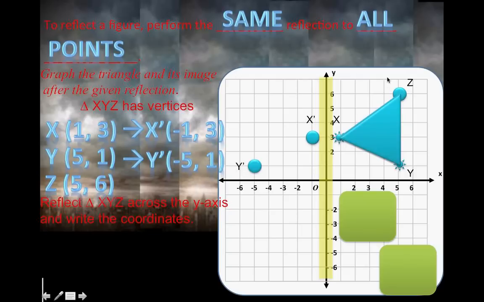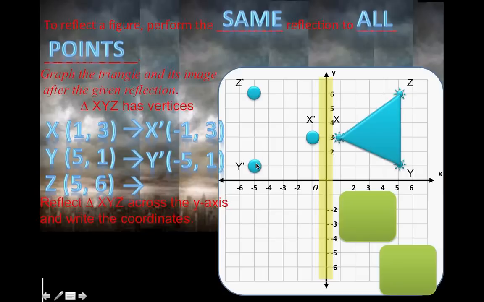Z up here. This last point up here, we're going to count over to the Y-axis again. We have 1, 2, 3, 4, and 5. Now some of you will notice that's the same number down here. Well, these just happen to be lined up perfectly. So we went 5 spaces for Y to get to the axis. We're going to go 5 spaces for Z to get to the axis as well. And then move it straight over again. So we go 1, 2, 3, 4, and 5. Will put us right here. We're labeling it Z prime.